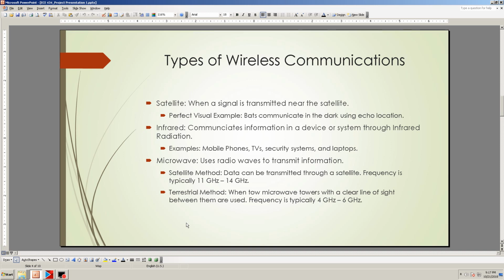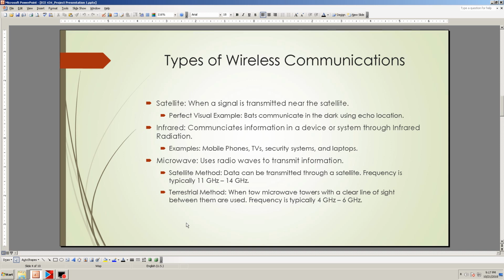Then you have microwave wireless communications, and this one uses radio waves to transmit information, and the wavelengths of radio waves are basically measured in centimeters. In this communication, the data or information can be transmitted using two methods. One is the satellite method, and the other is called the terrestrial method.